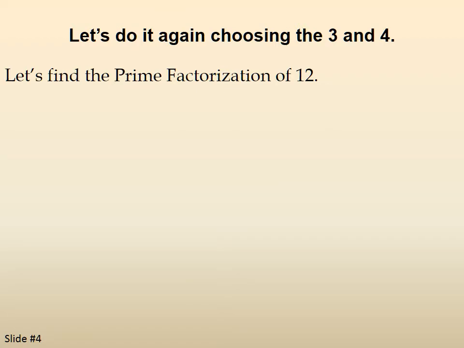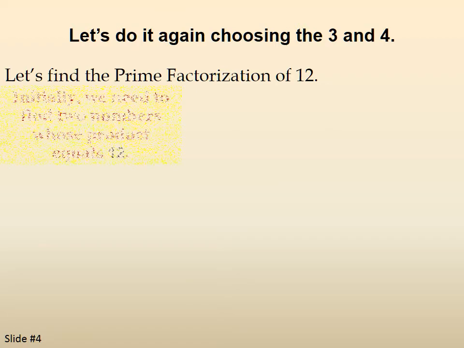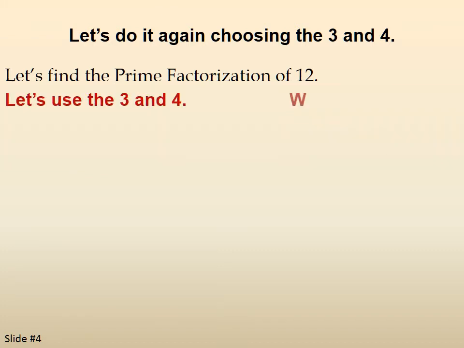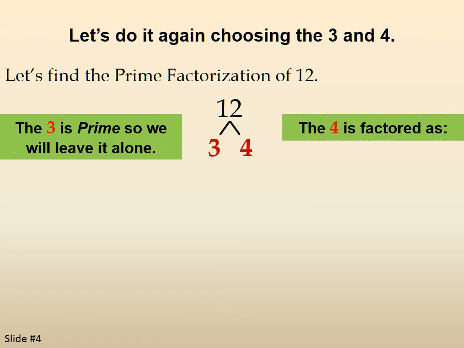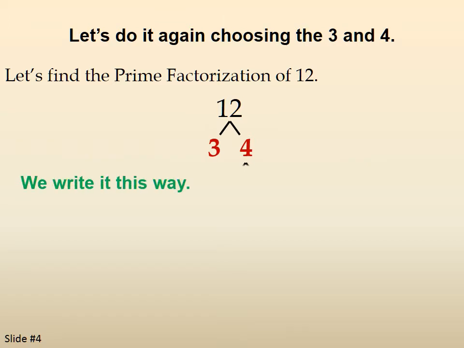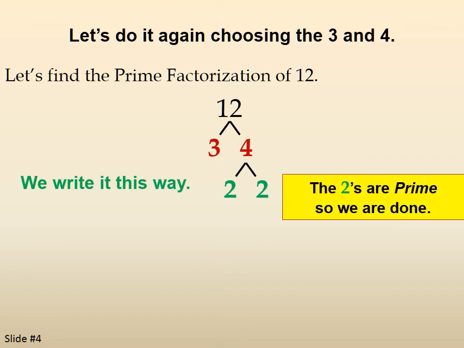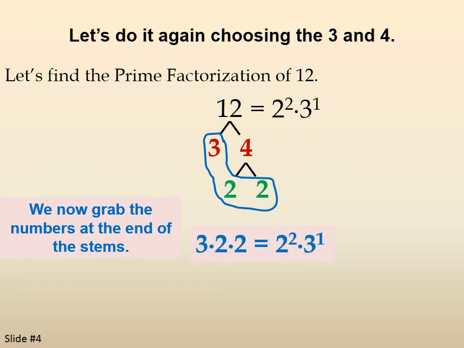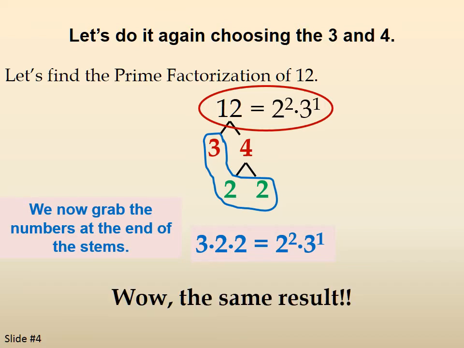Let's do the same number 12 again, but this time let's choose the 3 and the 4 as opposed to the 2 and the 6. So in this case, we're going to use the 3 and the 4. The 3 is prime, so we leave it alone. The 4 can be further factored as 2 times 2. We write it this way. The 2s are prime, so we're done. And we grab the numbers at the end of the stems. So 3 times 2 times 2. Hey, that's the same answer.